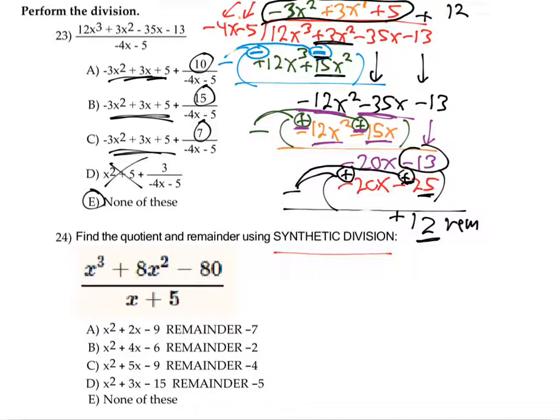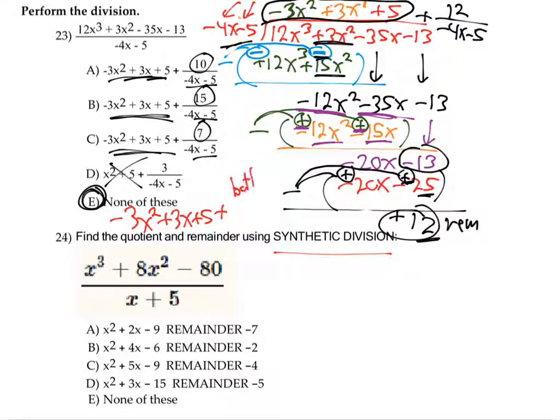You put plus 12 over the left side, minus 4x minus 5. Yeah, they all have the right denominator, but it was supposed to be a 12 remainder. And none of them had 12, so it was none of these. So that's always how you write the final answer on these. It's minus 3x squared plus 3x plus 5 plus, and then you put the bottom, that's the 12, over the left side, minus 4x minus 5. So that should have been the real answer. It was not there. None of these.